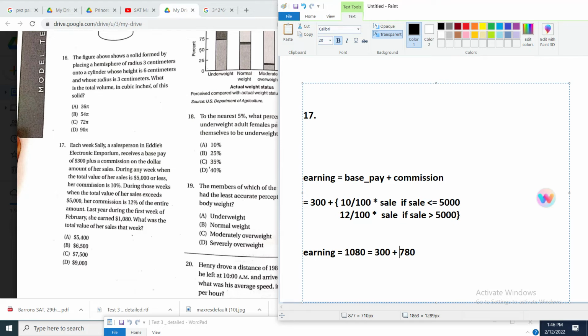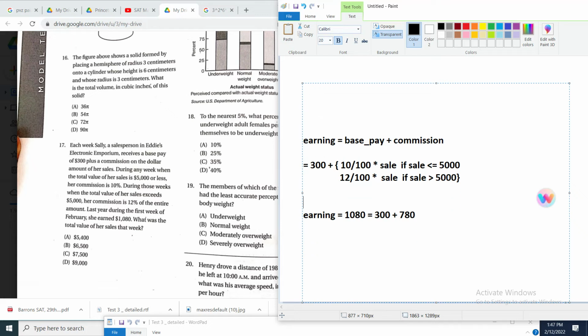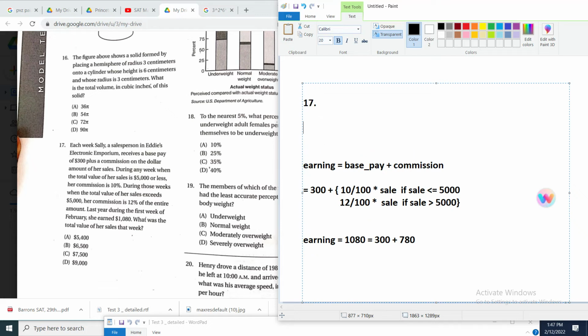But in this situation, we do not know which formula we must apply to reversely find the sale, because we don't know if this is the first case where the sale is smaller or equal to 5,000, or it's actually strictly bigger than 5,000, which is the second case. So we have to test this out, right? We have to divide into two cases, and we're gonna eliminate the wrong cases.